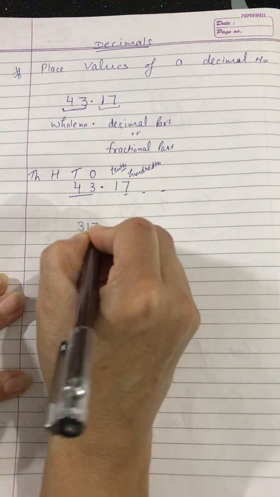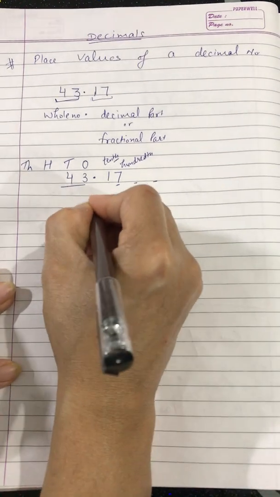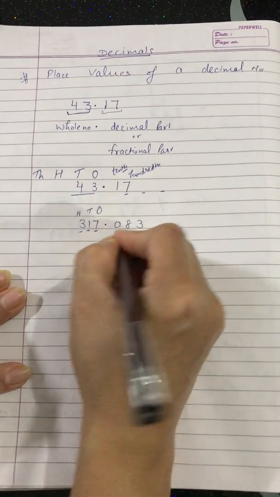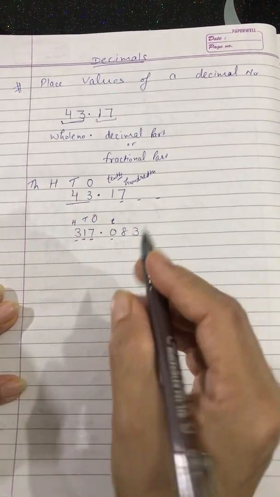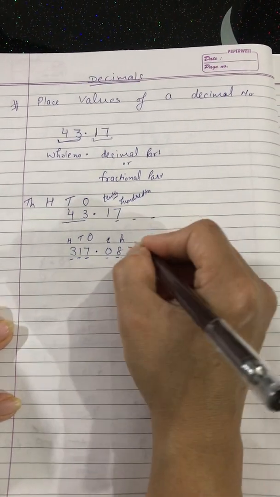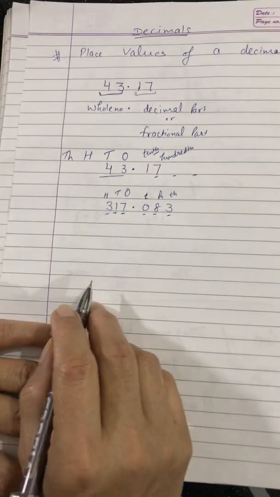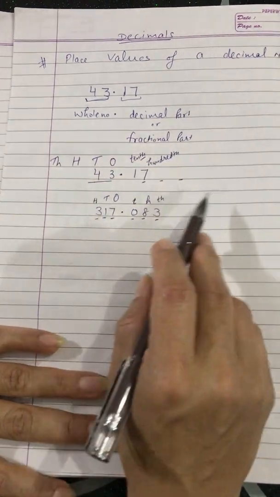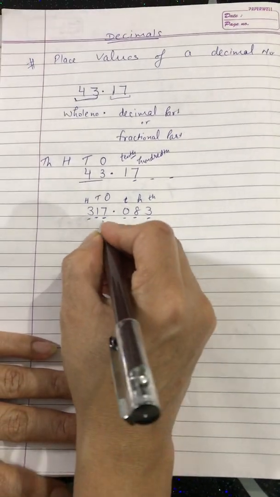Suppose we are given the number 317.083. So this is the ones place, this is the tens place, this is the hundreds place, this is tenths. We will denote it as a small t. This is a small h as hundredths. This is a small th, that is thousandths. These were the places that I have explained. Now these are the place values of these digits separately.